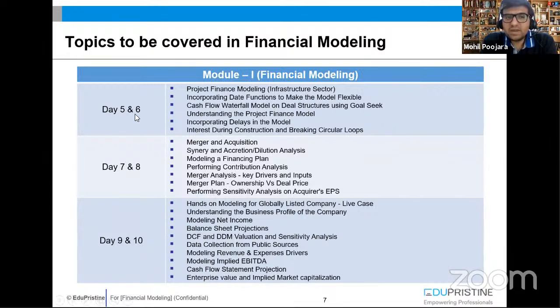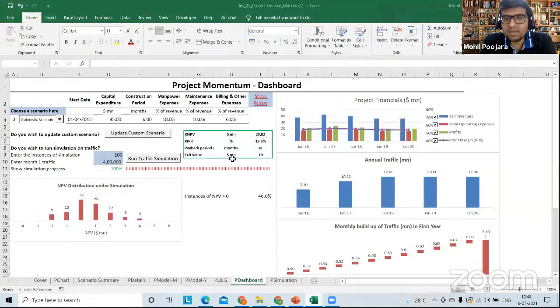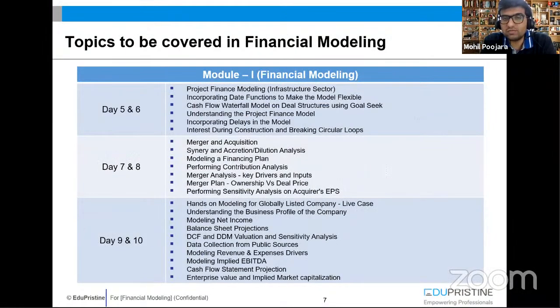Then we spend 2 days, which is 10 hours, on building a project finance model, or building a model for taking capital budgeting decisions, which is a decision like NPV, IRR, payback, looking at these numbers and deciding whether we should invest or not invest in a particular project. So that's what we spend 2 sessions on.